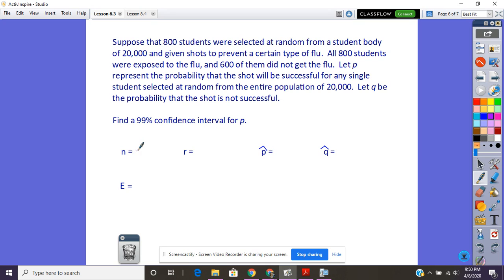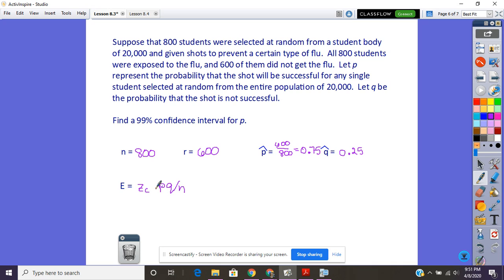All right, so our N is our sample size. So that's going to be our 800. We had 800 students that were selected and given shots to prevent it. R is how many of them did not get the flu? Well, that would be 600. So to figure out P, we would do R divided by N. So we would do 600 divided by 800, which, if you actually divide that, ends up being 0.75. So it had a 75% effective rate in that sample. That means Q would be 1 minus that, so we'd have 0.25.